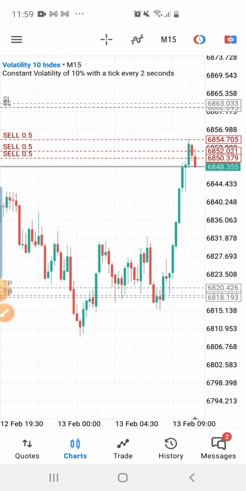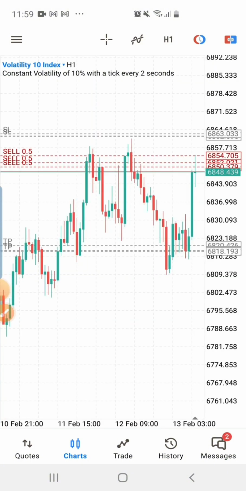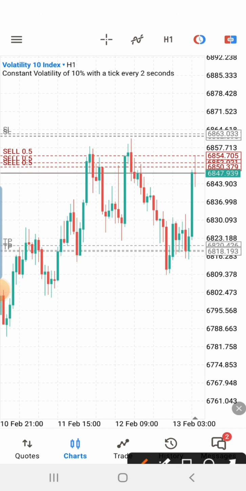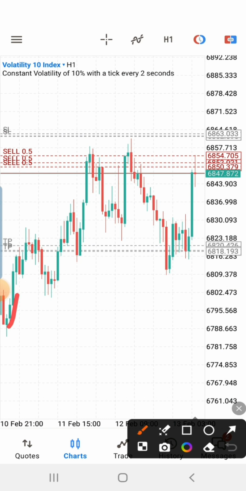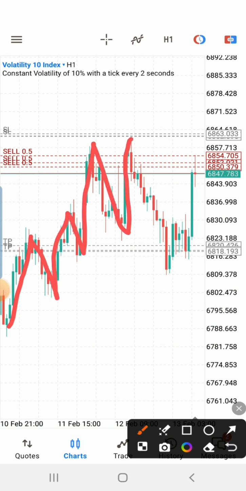Okay, so we are going to the higher time frame first to see how this analysis is being done. So you go to 1 hour time frame. First, on 1 hour time frame you want to see a clear trend. The price could be breaking structure towards the upside or to the downside. In this case, the price is breaking structures towards the upward direction. That means we are in an uptrend.